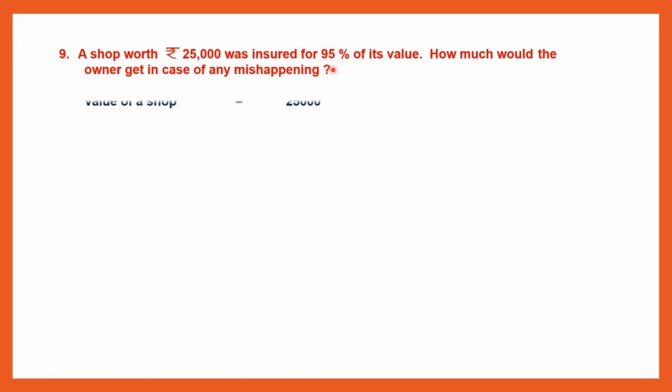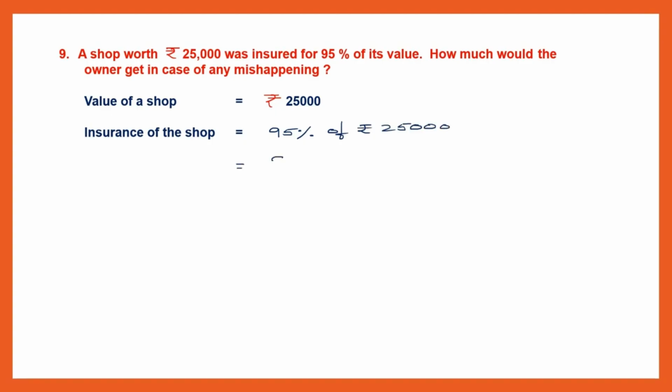So let's begin. So the value of the shop, okay, we're talking about a shop here. The value of a shop is 25,000 rupees. Then insurance of the shop is 95% of its value. And what is the value? 25,000. Okay, so we need to find out what this 95% is. So 95% means 95 by 100, of means into, and we have 25,000 here.